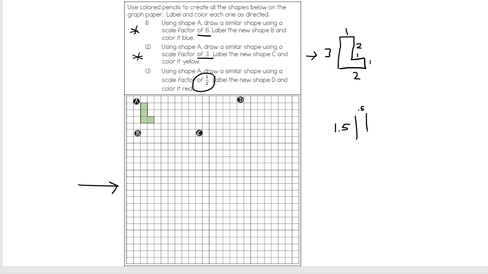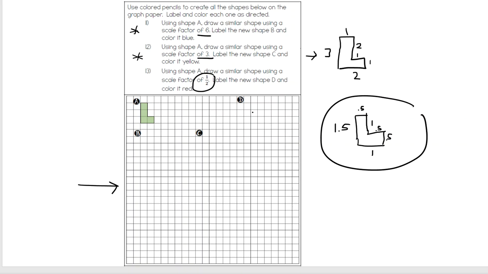And if we take 2 and divide by 2, that's going to be a 1. And if you take 1 and divide by 2, that's going to be a 0.5 here. If you take a 1 and divide by 2, that's going to be a 0.5 here. And then your 2 divided by 2 would give you a 1 here. Okay, so this is what you are placing on D.